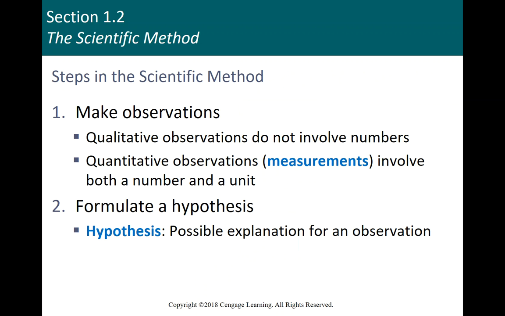You can make a qualitative observation or you can make a quantitative observation. Qualitative observations do not involve numbers. And so if you were to make a qualitative observation, you might say something like, the sky looks more blue today than it did yesterday. To make a quantitative observation, you need a number and a measurement unit, and we'll talk about measurements in Lesson 1-3. Once you've made that observation, then you generate a hypothesis.